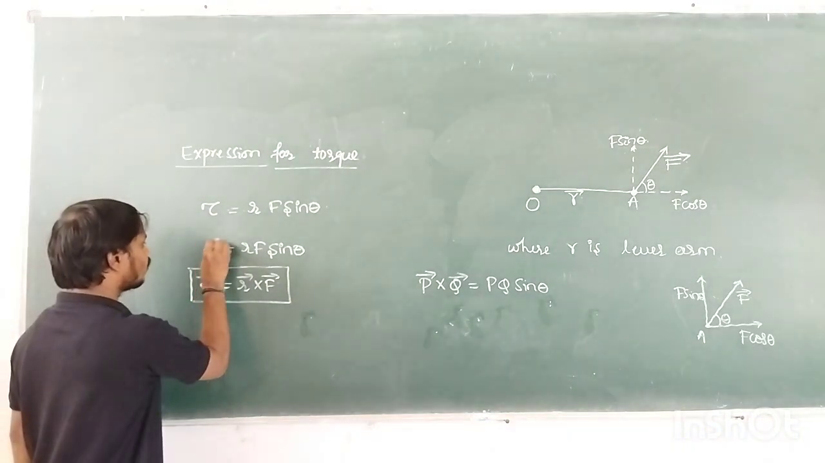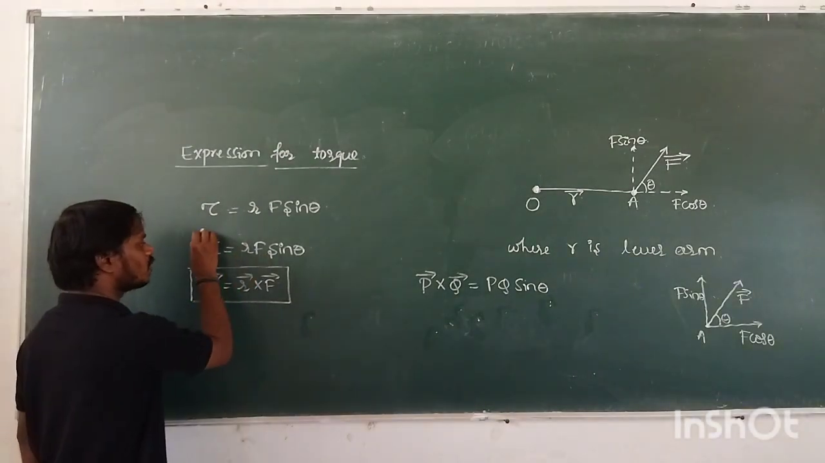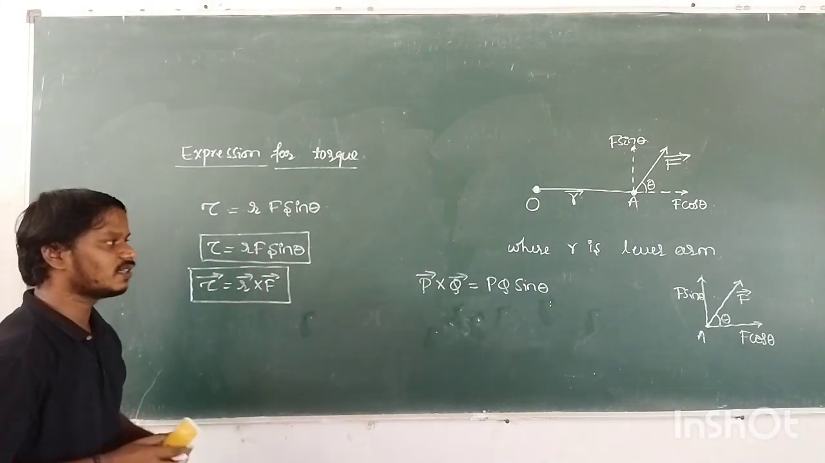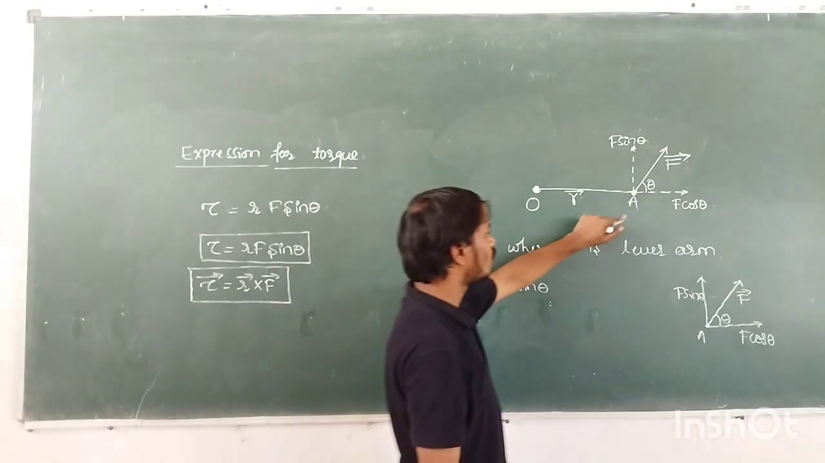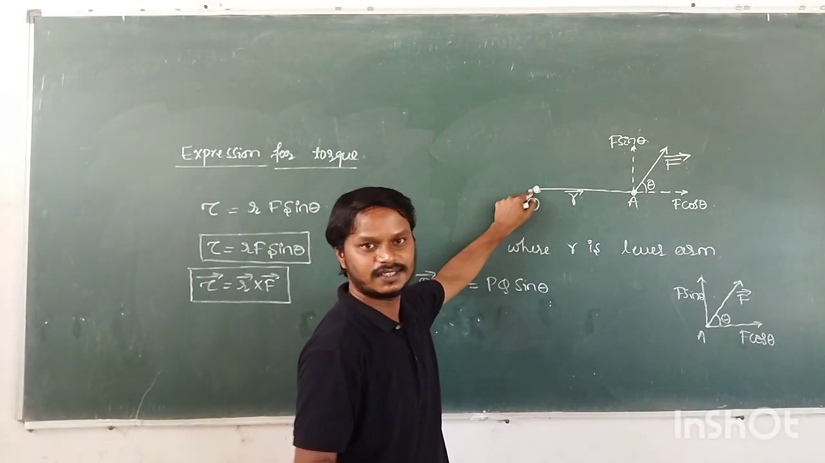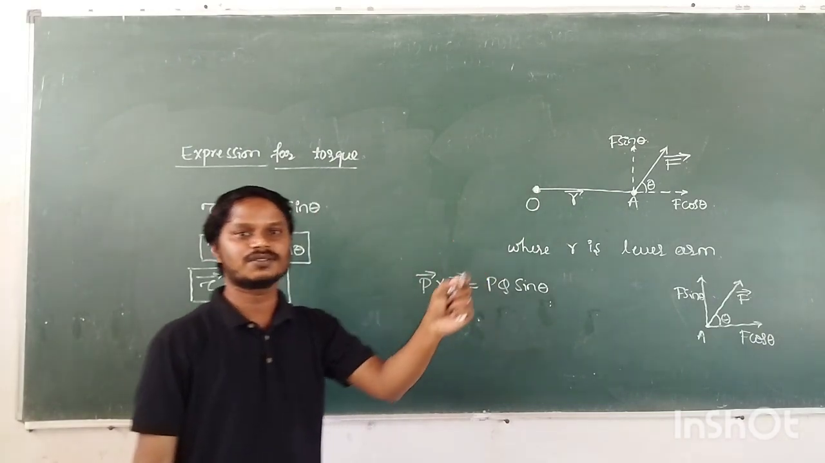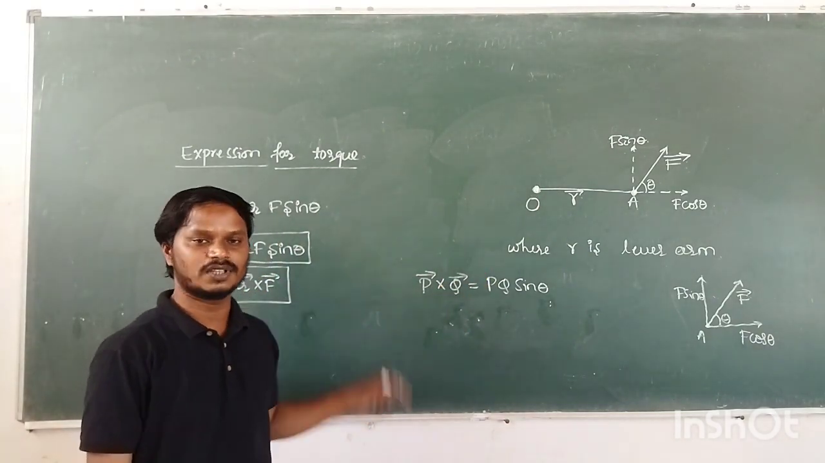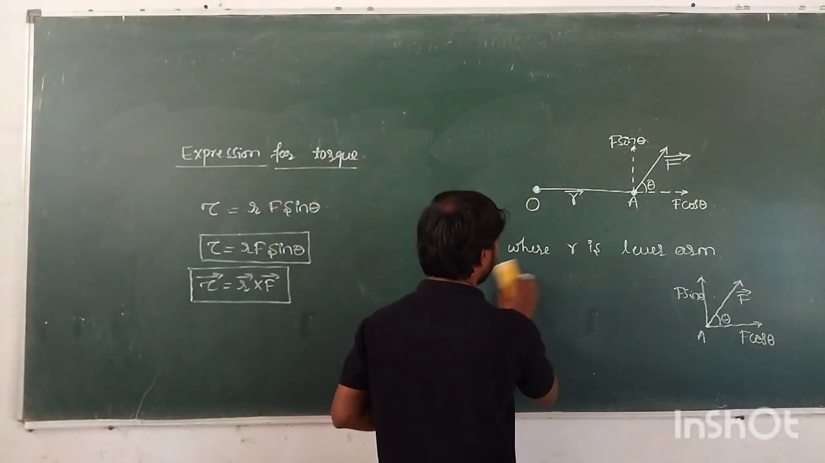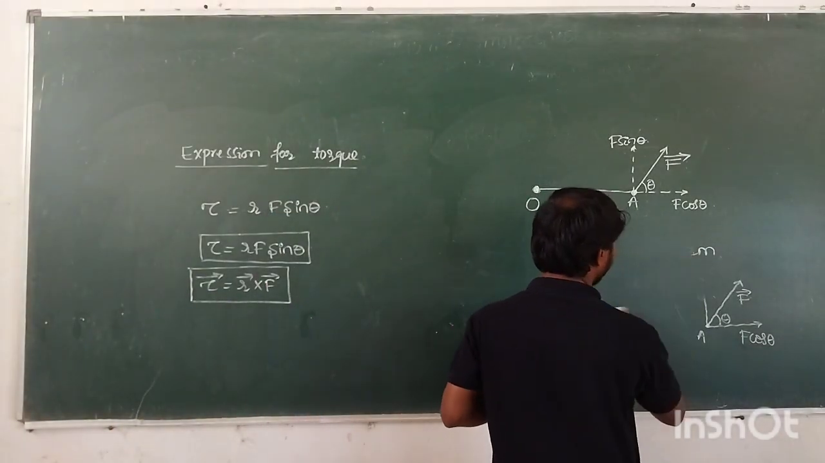Then in scalar form, tau is equal to R F sin theta. What is R here? R is called the lever arm, the distance of the free end from the fixed end. At the free end we apply the force to rotate the body. Okay, now what is the SI unit of torque?